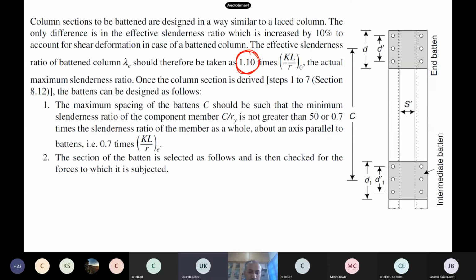1.1 times the normal slenderness ratio. For lacing, how much was it? 1.05. Now it is 1.10. Now what is your comment? Load carrying capacity, please comment.